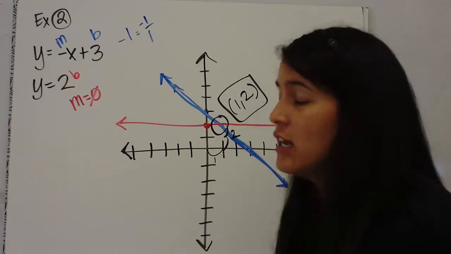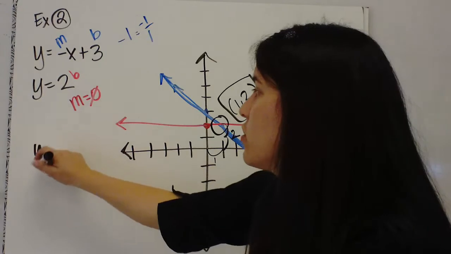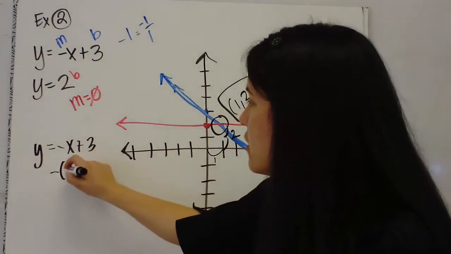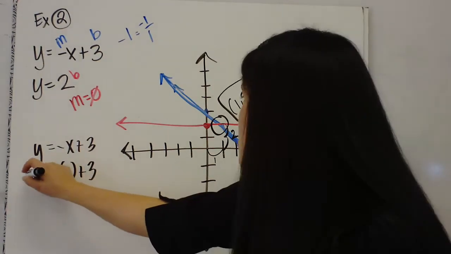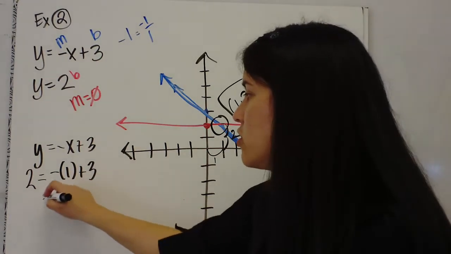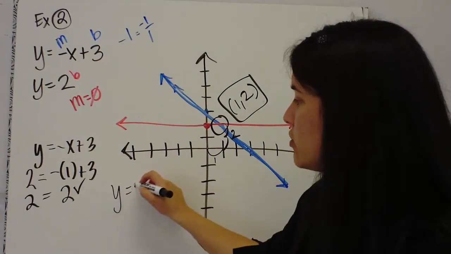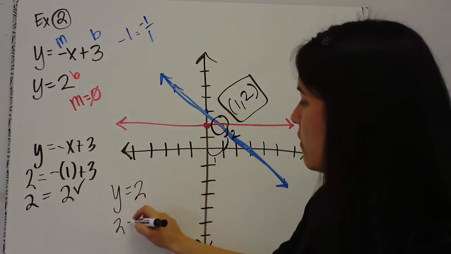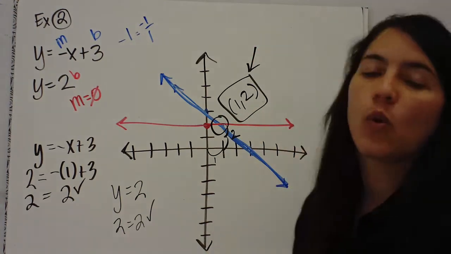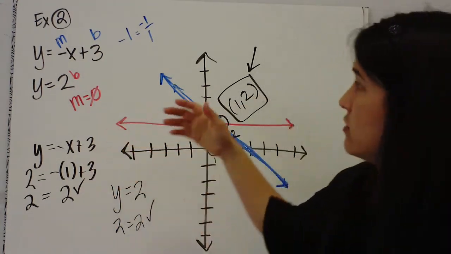That is the intersection. But we always want to check it. So to check it, you plug it in. Right here, let's plug it into y equals negative x plus 3. If I plug in a 1 for x and a 2 for y, is this sentence true? Negative 1 plus 3 is 2, and 2 equals 2, yes. So it works for the top one. Now let's check it for this one. y equals 2. Well, my y value is 2, and 2 equals 2, so it checks out. So the solution is 1, 2. That is the answer. That is the solution to this system of equations.